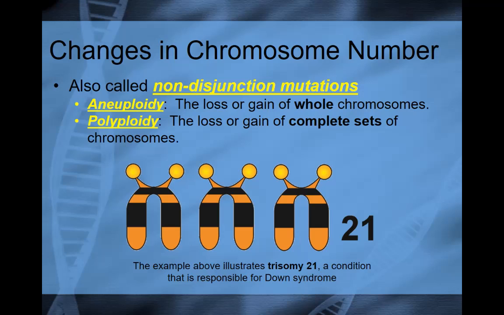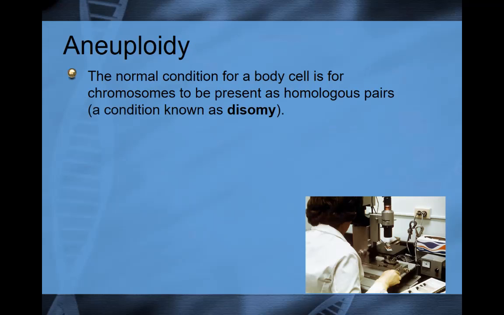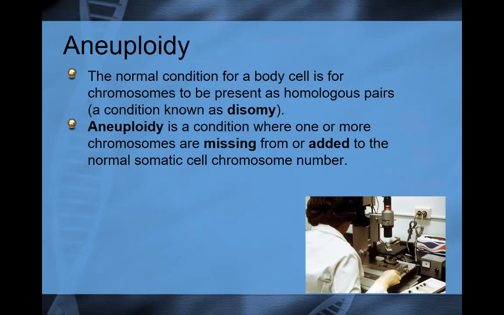Now, when you get these abnormal numbers of chromosomes, I'm not going to talk about polyploidy, I'm going to focus more on aneuploidy. We are ending up with something other than the normal number. Typically we would see two, one from mom and one from dad, and this is known as disomy. But aneuploidy is a condition where we're missing or adding extra chromosomes to those numbers. Now, when we see this, there are tons of examples that we can highlight. The first of these is what's known as a nullisomy.